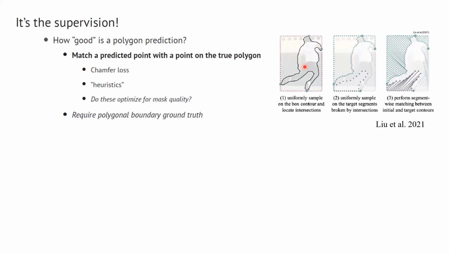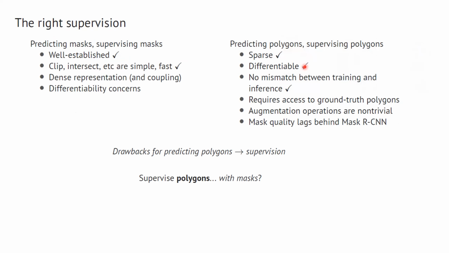Think about just a circle. If you place 10 points on the circle, you can have a systematic shift of these control points, where they represent almost exactly the same circle or disk, but nevertheless the point distance is really large. So this quotient space problem is problematic. This motivates us to use mask supervision, but try to predict polygons directly.